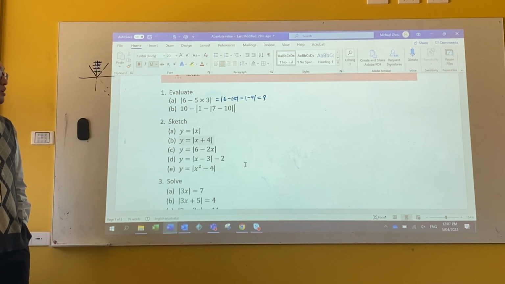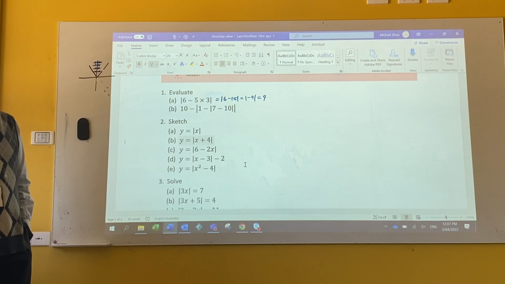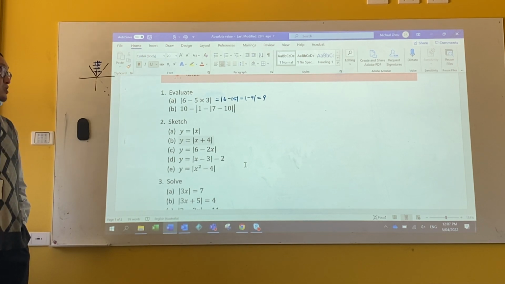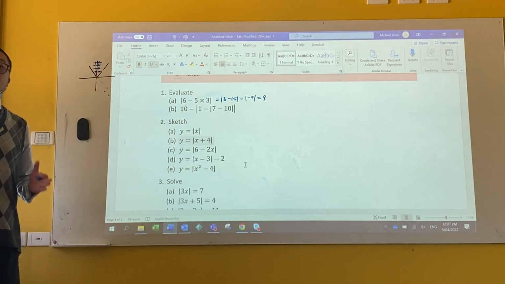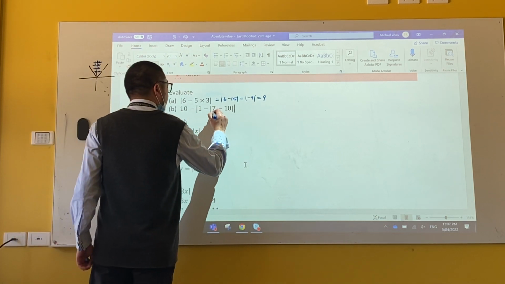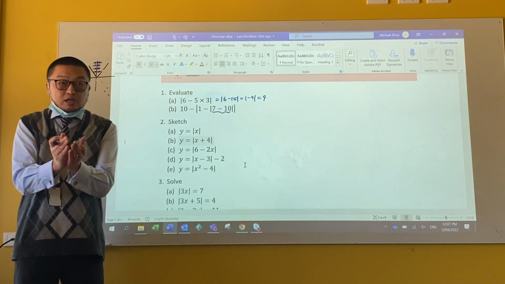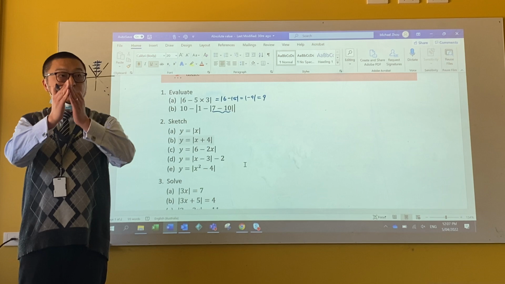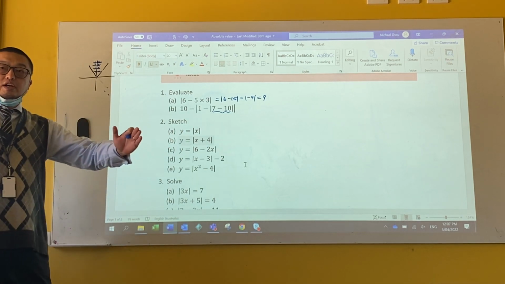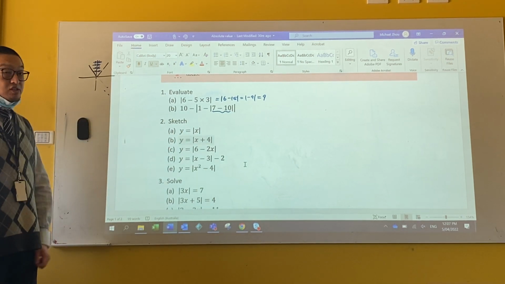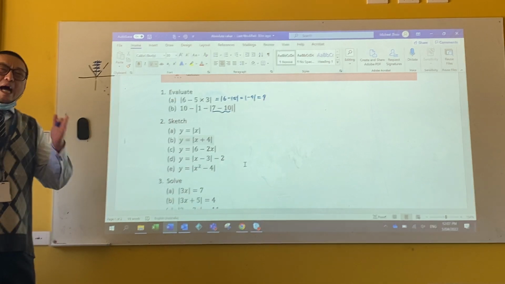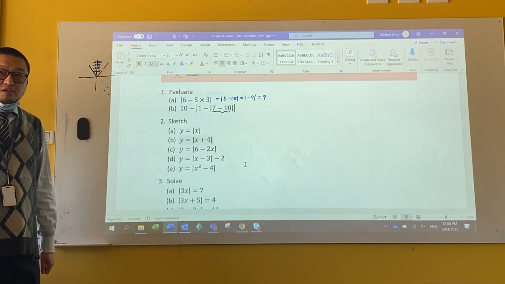Is it okay? Now, the second one is a little bit more tricky. A few absolute values involved, right? But it doesn't matter, I do them one by one. So I do the inner one first, then I go towards the outer one. Now, 7 minus 10 is minus 3. The absolute value of minus 3 is 3.